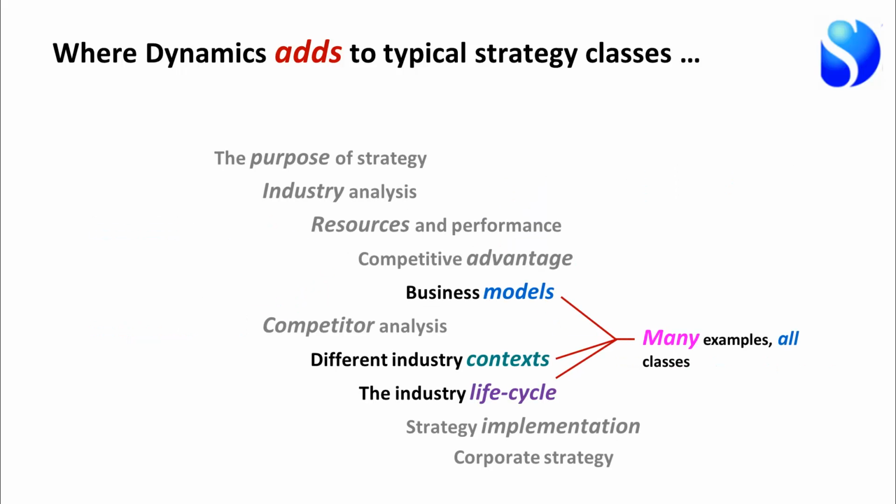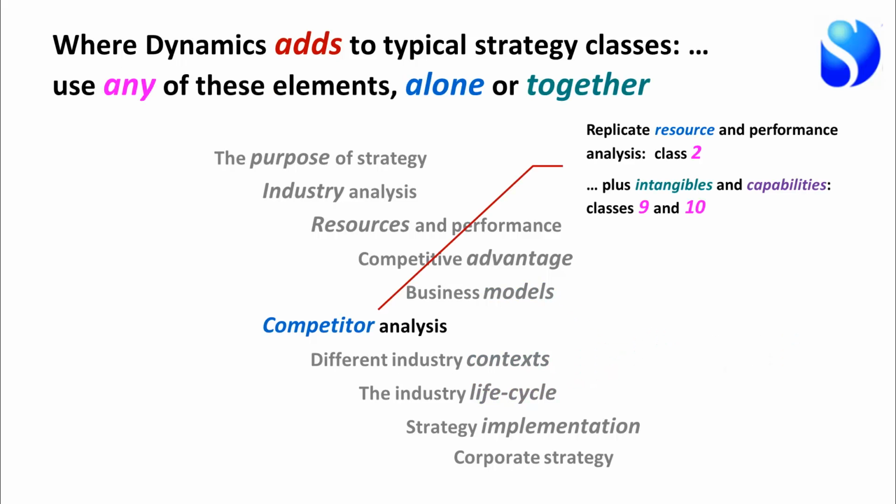If you include discussion of business models, if you talk about different industry contexts, if you talk about the industry life cycle in any of your classes, you'll find there are many, many examples of all 3 of those things all the way through the strategy dynamics classes. And rather than give you lots of examples right now, what I suggest you do is simply have a look at the examples that are in the classes and see which of those might contribute to what you want to say about business models, industry context, and the industry life cycle.